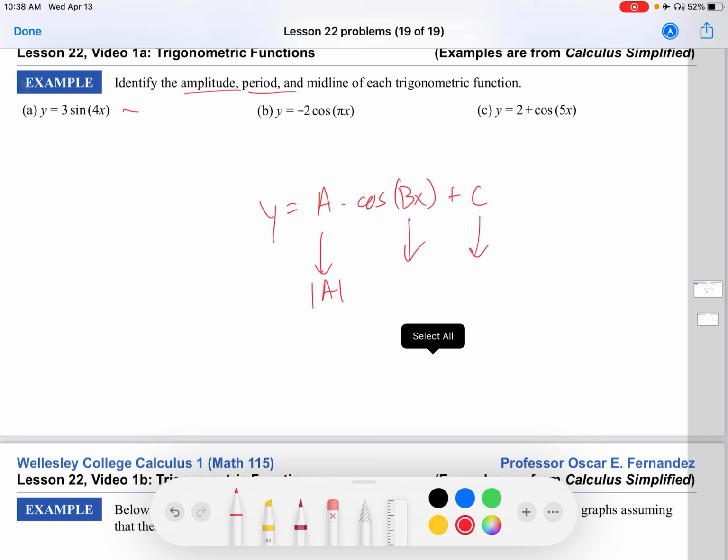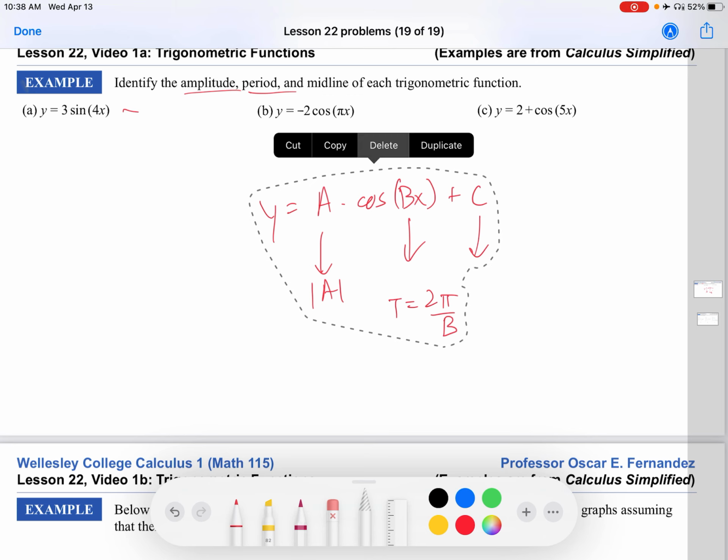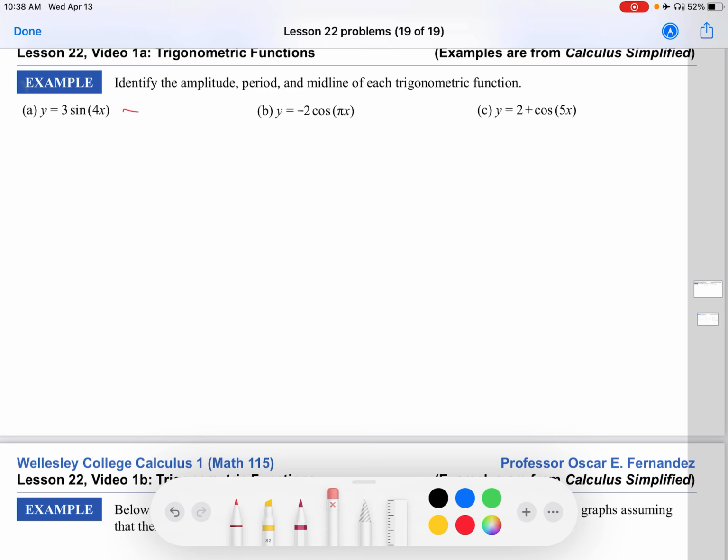And then b over here, this is the angular frequency. How many cycles fit in an interval of length 2 pi? And then the period T tells you how long each cycle is in terms of its length on the x-axis. Okay, awesome. We have covered all that. So now let's put it into practice in this example. Let's identify the amplitude, the period, and the midline of each of these functions.